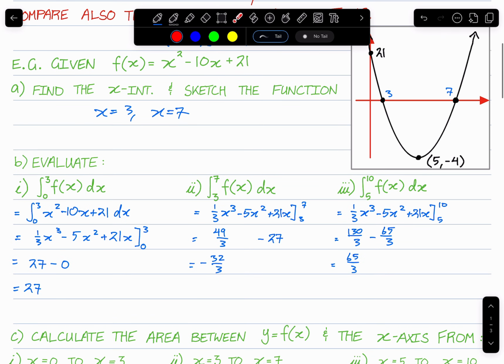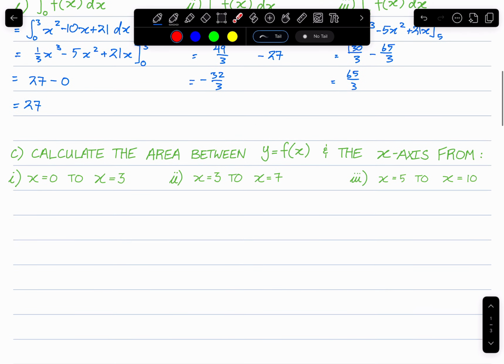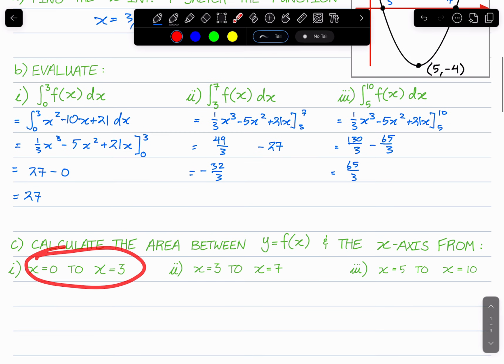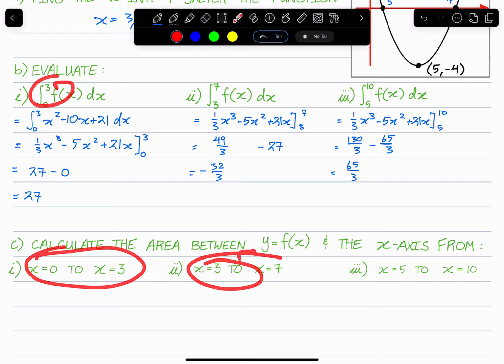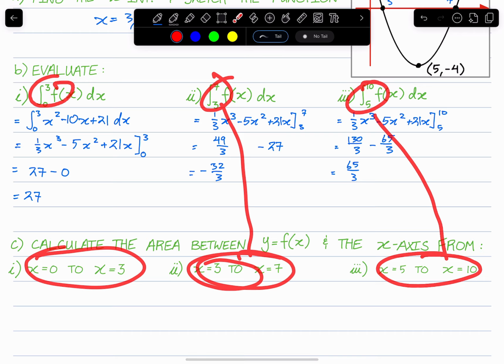Because of that, we have to take into account whether the function is above or below the x-axis, because areas cannot be negative. So clarifying again, definite integrals can be negative, but if it asks for the area, it must be a positive answer. So to do this, now you can see that it's actually the exact same domains. So 3 to 7, 3 to 7, 5 till 10, 5 till 10.